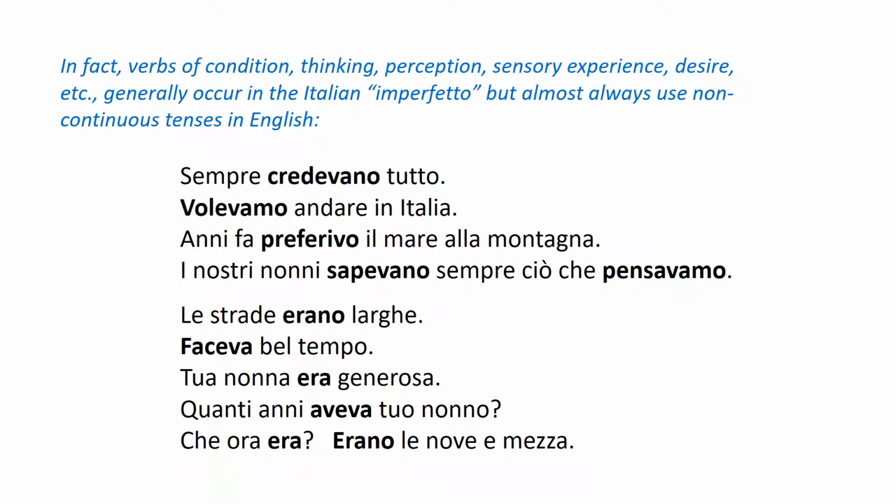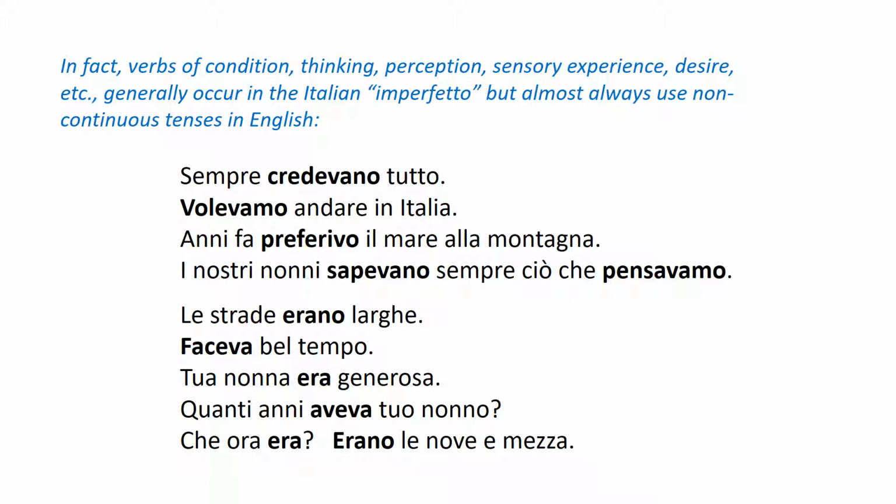In fact, verbs of condition, thinking, perception, sensory experience, desire, and others generally occur in the Italian imperfetto. In fact, that's the tense you'll most commonly see them in Italian. But on the other hand, these same verbs almost always use non-continuous tenses in English. For example, sempre credevano tutto. Here, the verb credere is in the Italian imperfect, but in English, of course, we would just say they always believed everything.